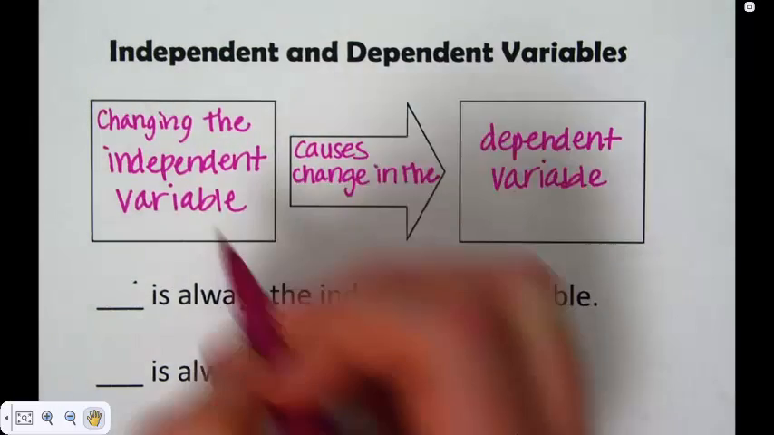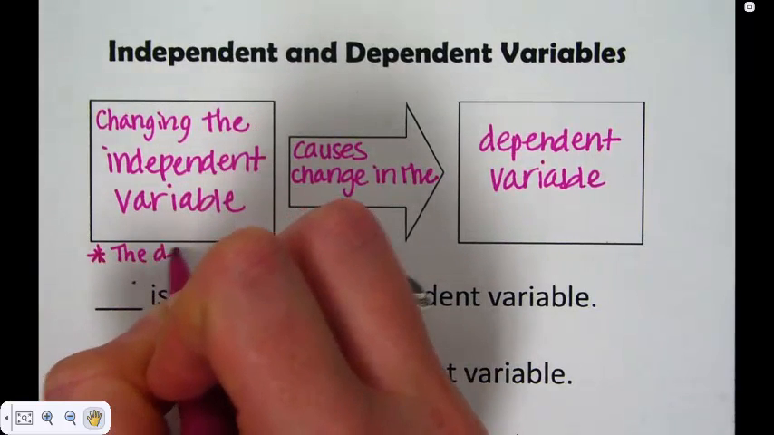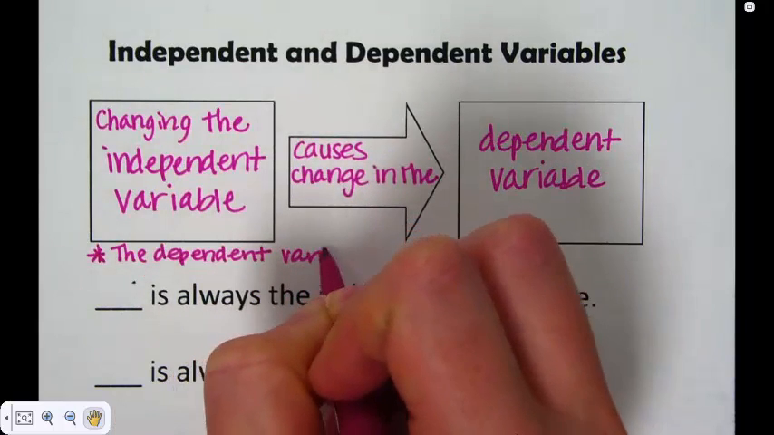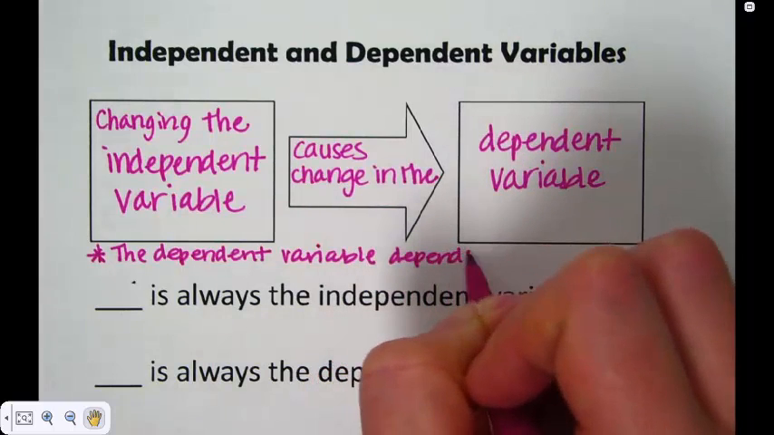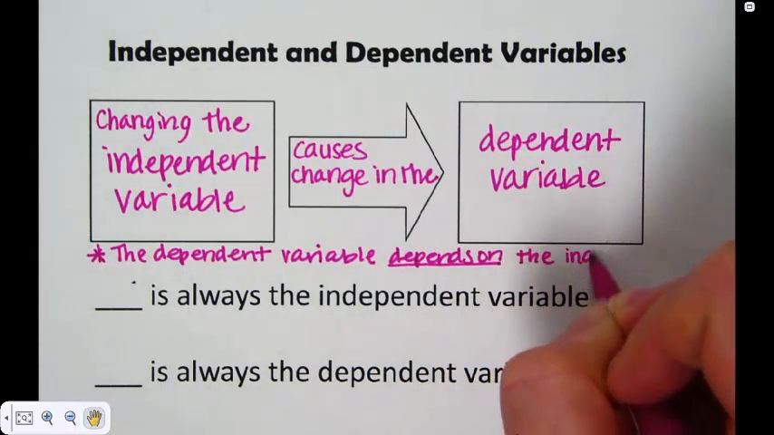Let's write that another way underneath here. The dependent variable depends on the independent variable.